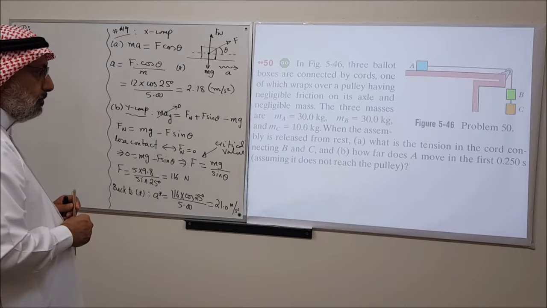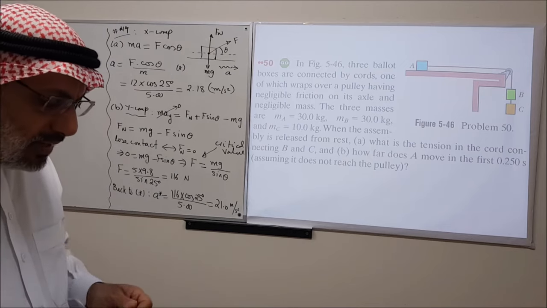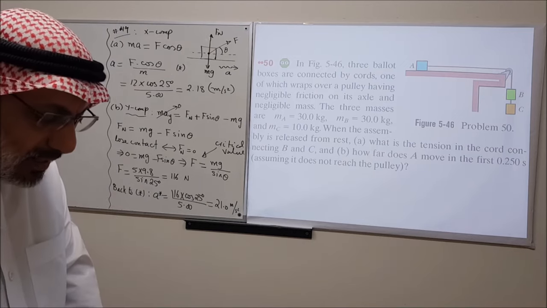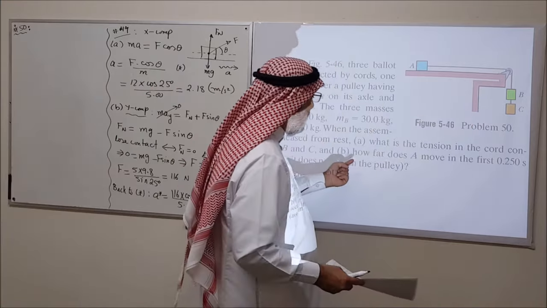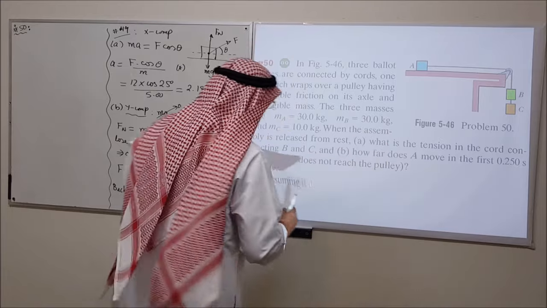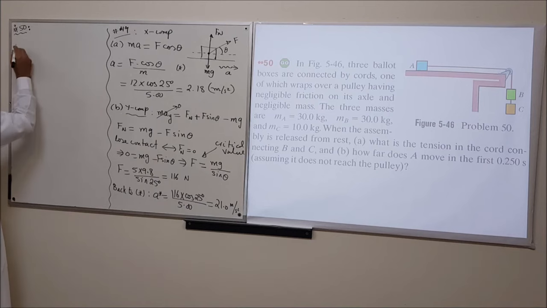So, as usual with any dynamical problem, we will first draw the free body diagrams, find the requested tension, and then to find the distance, we have to find the acceleration. So let's do that. We will start with A, draw its free body diagram. Here is the free body diagram of A. There is the normal force, it is moving on the surface, and this is the gravitational force, m_A g, and there is the tension, let's call it T1.